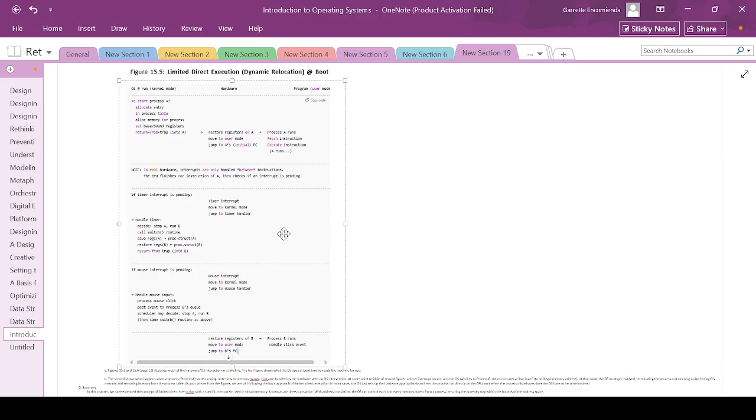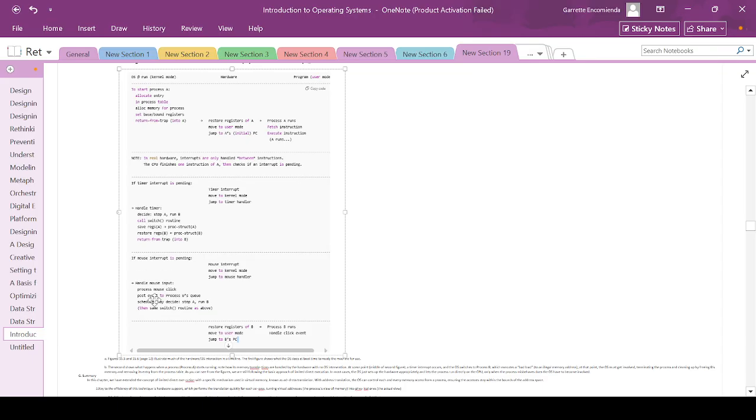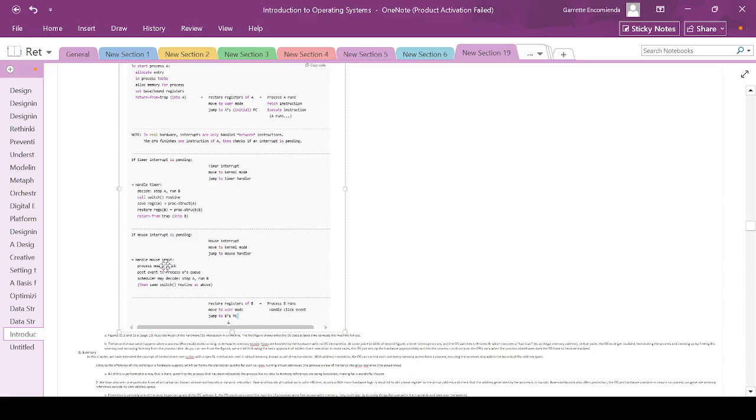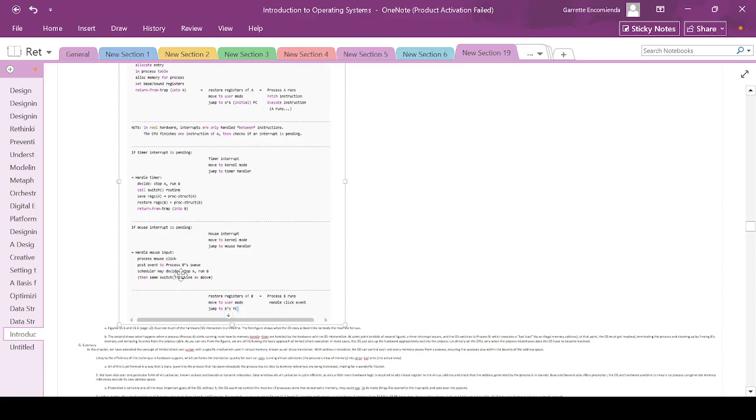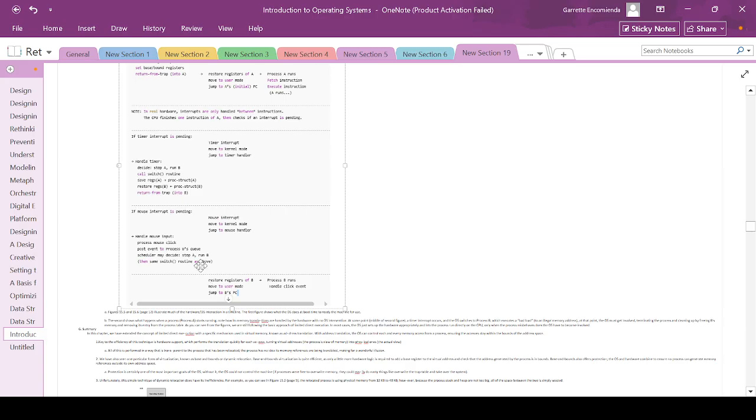Or if the mouse interrupt is pending, move to kernel mode, jump to the mouse handler. Notice that when there's a mouse interrupt pending, like when you click another application between processes, such as clicking between Notepad and Microsoft Word, it will tap into the OS first. It will be handled by the OS via a system call: handle mouse input, process the mouse click, and post an event to process B's queue. The scheduler may decide to stop A, run B.